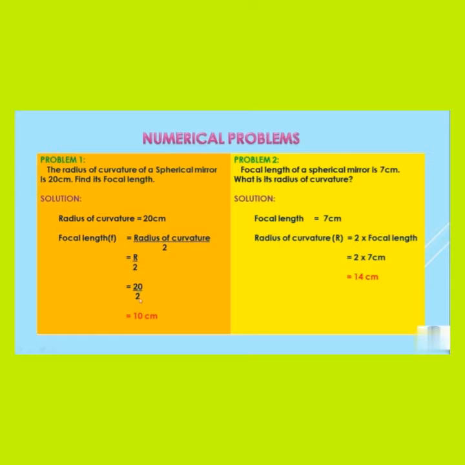Problem 2. Focal length of a spherical mirror is 7 cm. What is its radius of curvature? The formula for radius of curvature R is equal to 2 into focal length. If you substitute the value of focal length 7 cm, then we will get 2 into 7 is equal to 14 cm. So the answer is 14 cm. We know the formula focal length is equal to radius of curvature by 2. So from the formula we have to derive the radius of curvature.